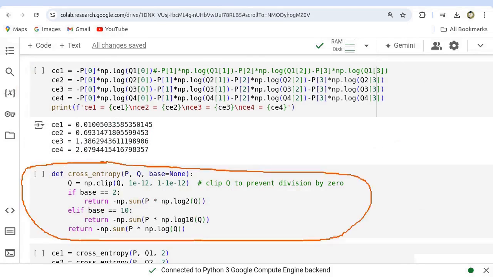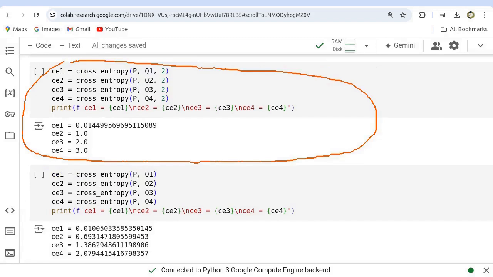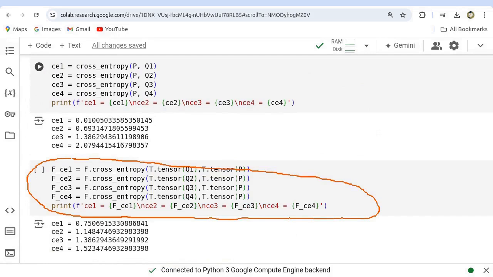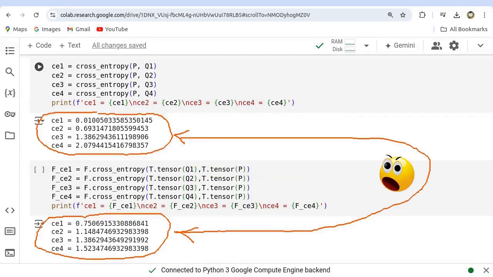We can compute the cross-entropy more easily by defining a function. You can pause the video to review the function. PyTorch provides a function for calculation of cross-entropy. However, we got different results.